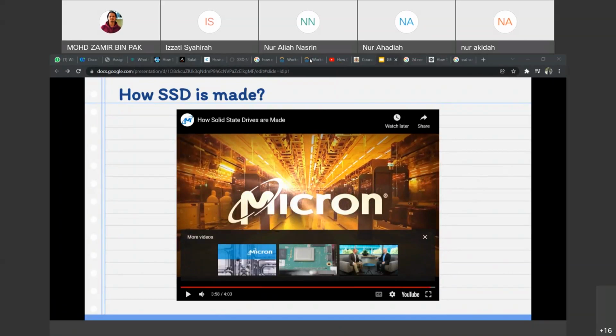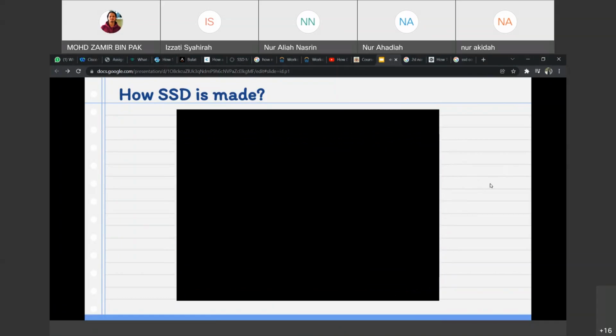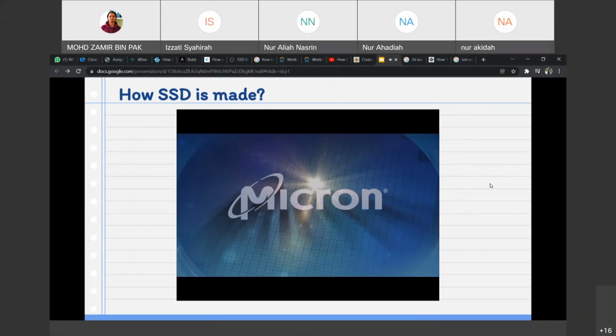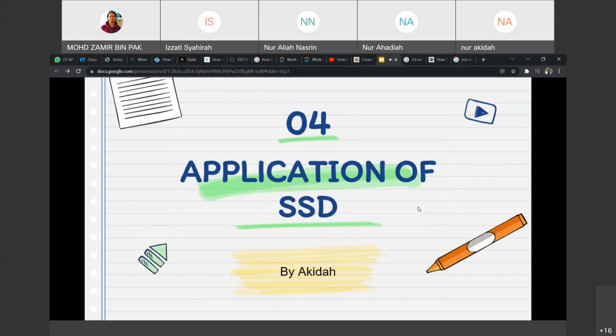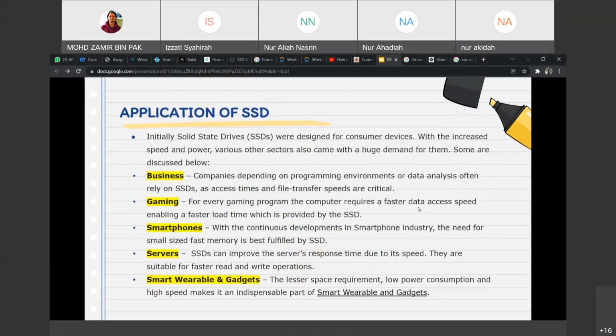So next part, I pass to Akida for the application of the SSD. So now we go to the application of SSD. Initially, solid-state drives were designed for consumer devices. With the increased speed and power, various other sectors also came with a huge demand for them. So some are discussed below.